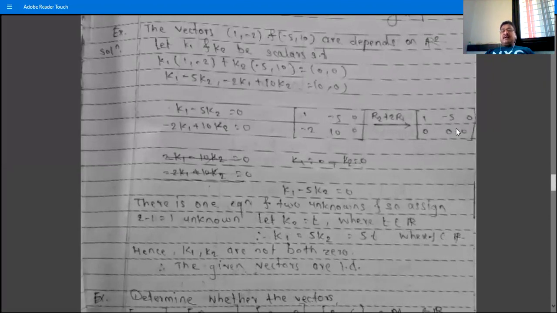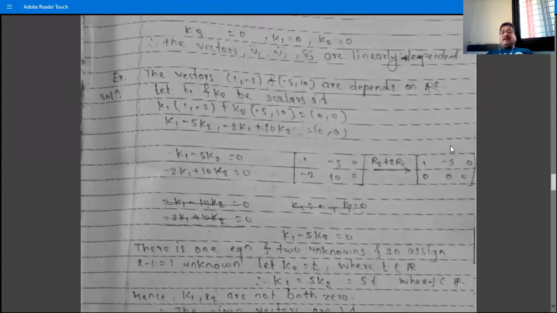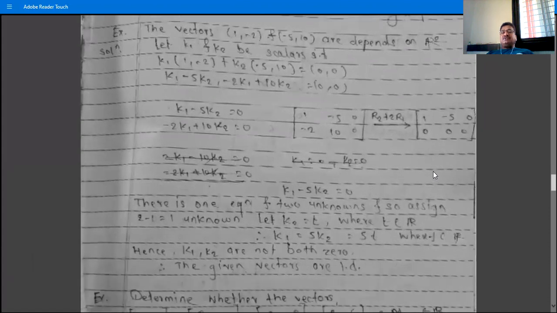If you find the rank of A is 1 and rank of AB is 1, the system is consistent and the rank is strictly less than the number of unknowns. The number of unknowns is 2, and the rank of A is equal to rank of AB is equal to 1. It is strictly less than the number of unknowns, and the system has infinitely many solutions. And once the homogeneous system has infinitely many solutions, it means the system has a non-zero solution, that is, these K1, K2 are not all 0.